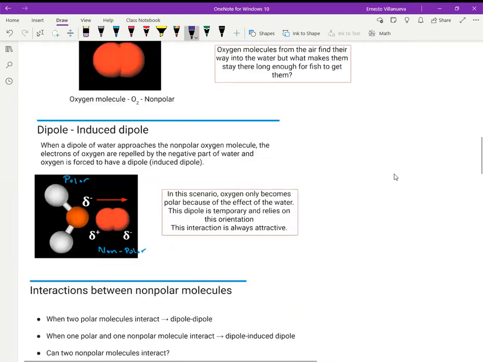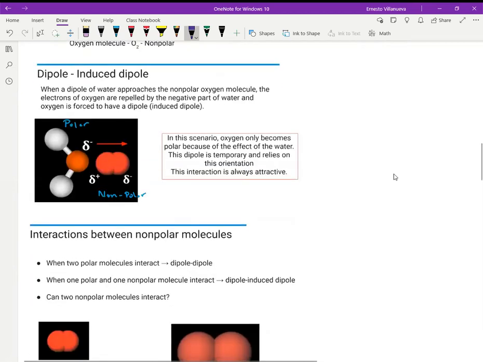A dipole-induced dipole. So when does this happen? Well, here we have water again. Here we have the distinctly negative side, and here we have the distinctly positive side of the molecule. So water we can see is polar. This is the positive side, and this is the negative side. Now, a dipole-induced dipole is an interaction between molecules.